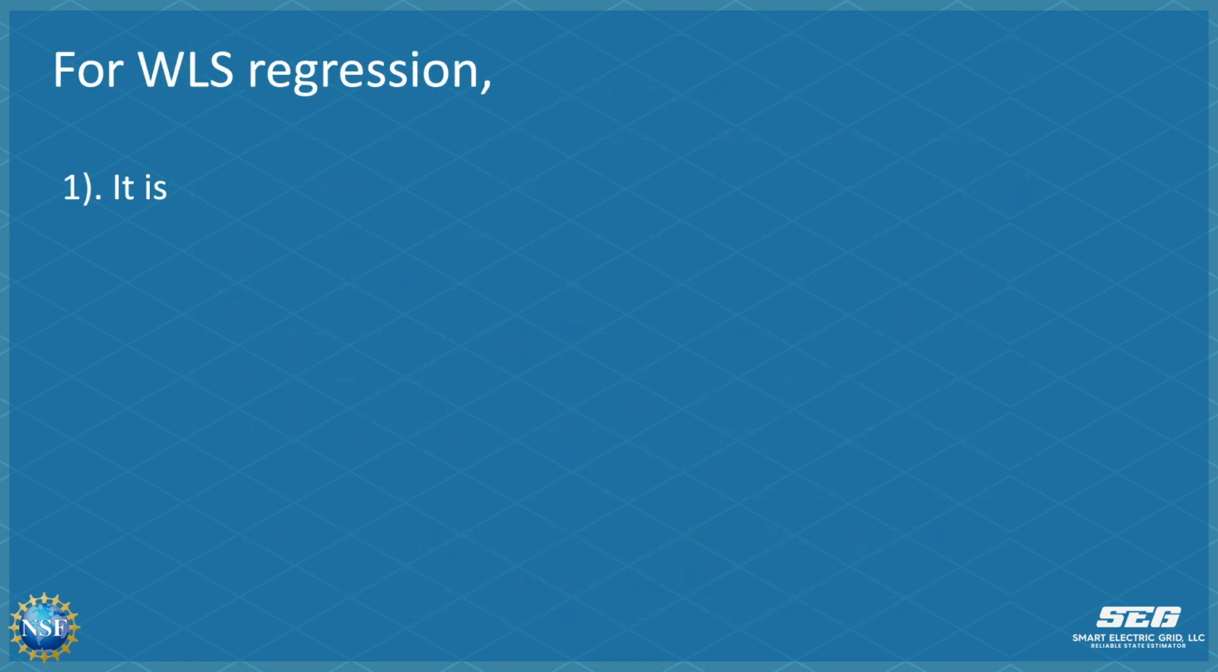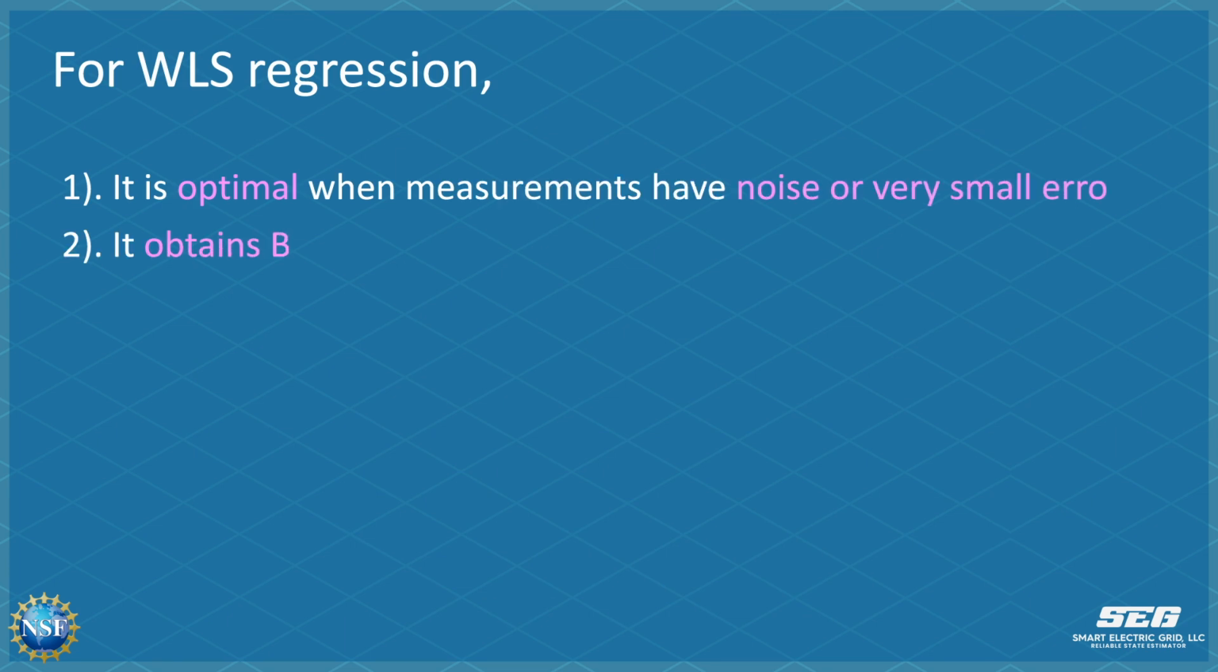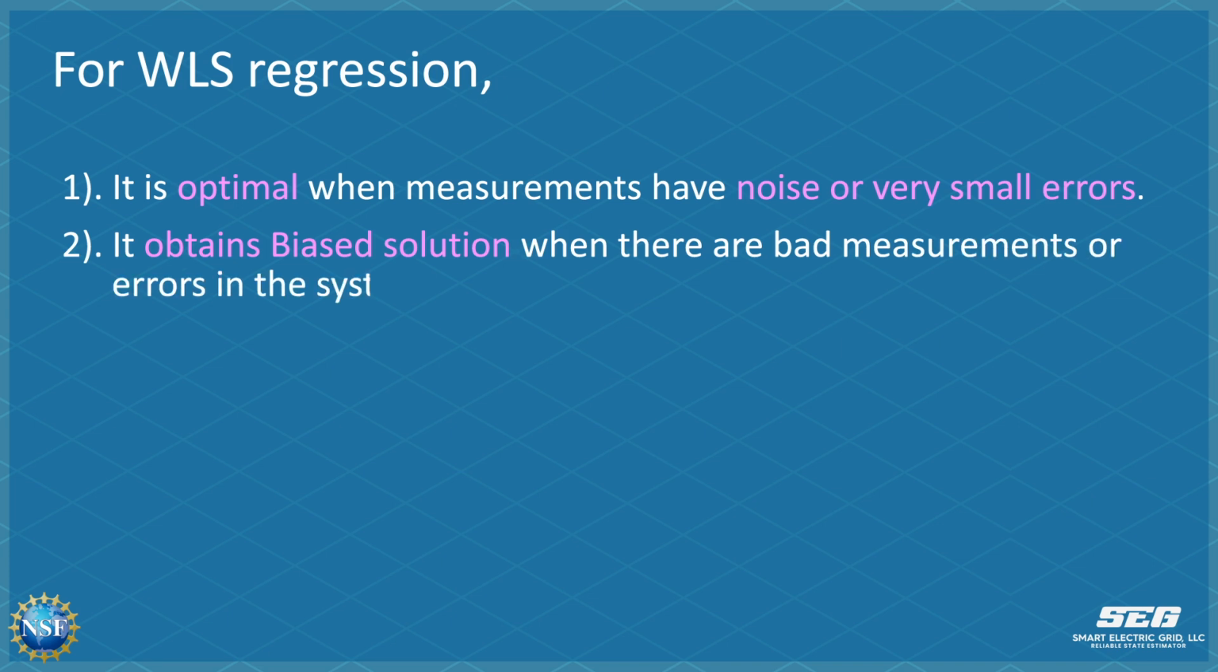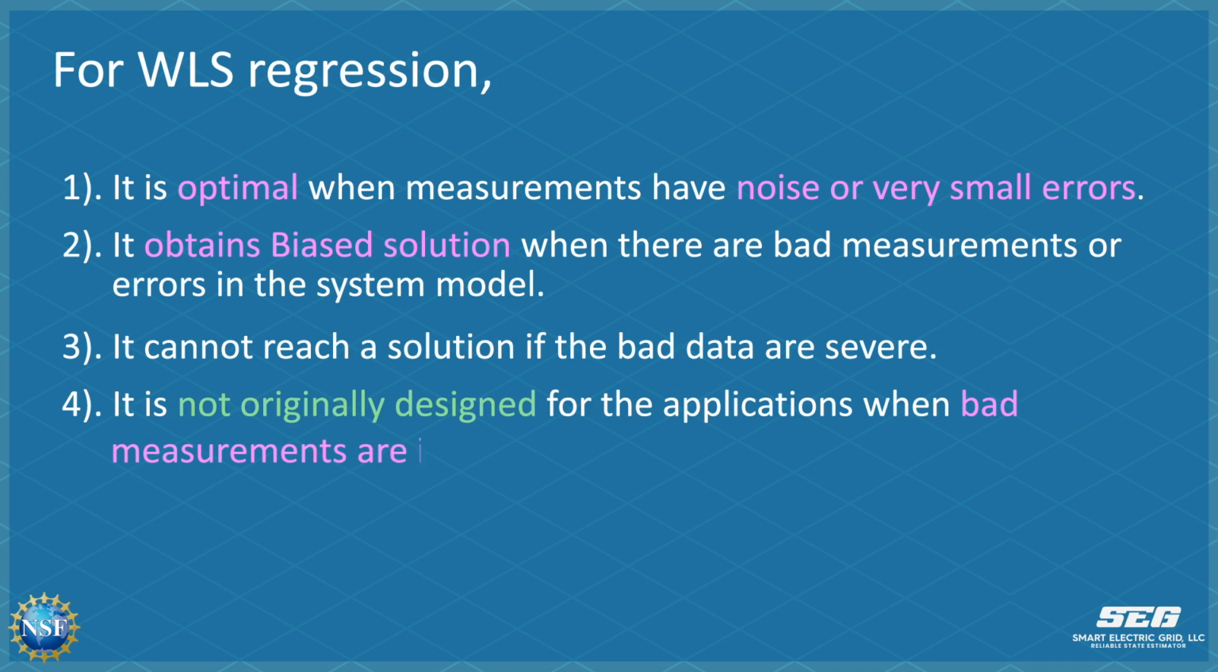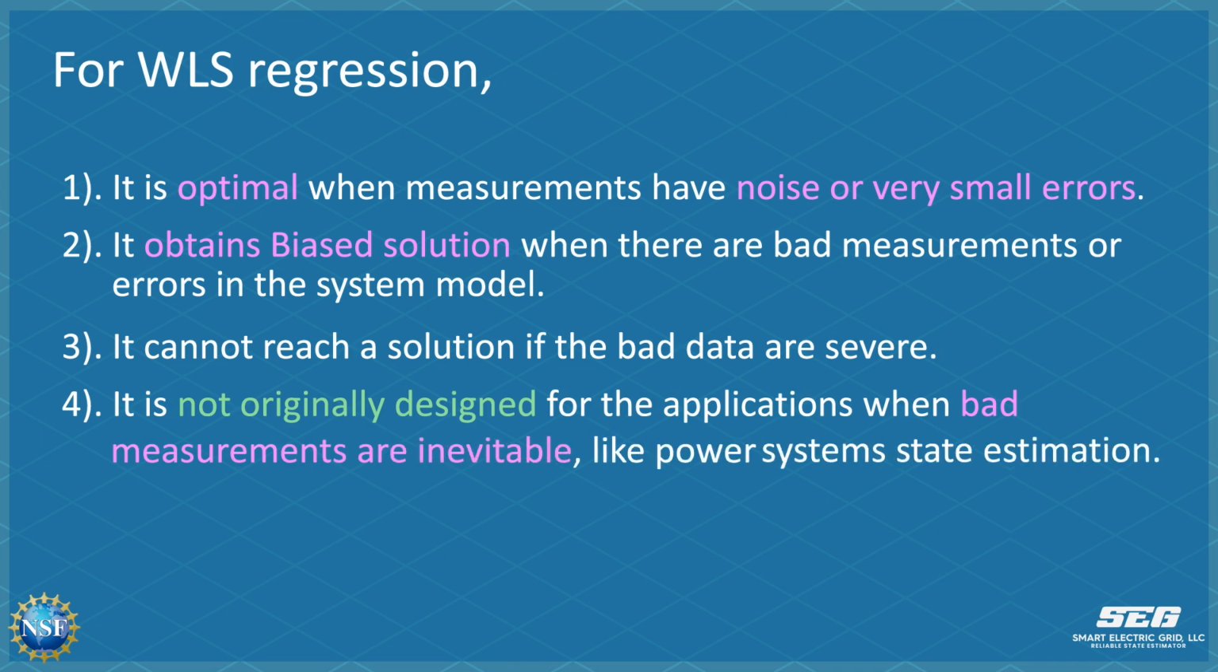For WLS regression, it is optimal when measurements have noise or very small errors. It obtains a biased solution when there are bad measurements or errors in the system model. It cannot reach a solution if the bad data are severe. It is not originally designed for the applications when bad measurements are inevitable, like power systems state estimation.